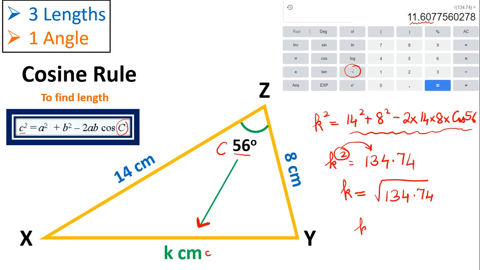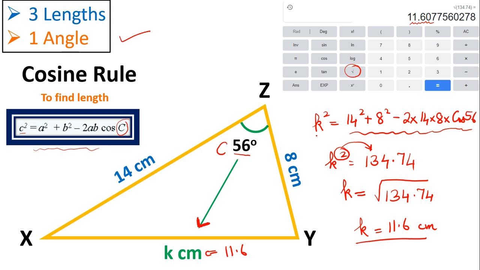So I could just write that my k is equal to 11.6 centimeters. So this is my answer. My k becomes 11.6, so the length XY is 11.6. Again, keep in mind that I was dealing with 3 lengths and 1 angle, and if I'm using the cosine rule, I have to first check whether I am finding the angle or the length. If I'm finding the length, this is the formula I'm going to use.